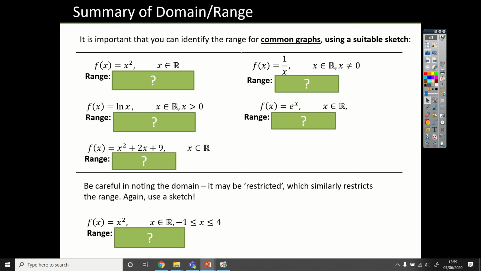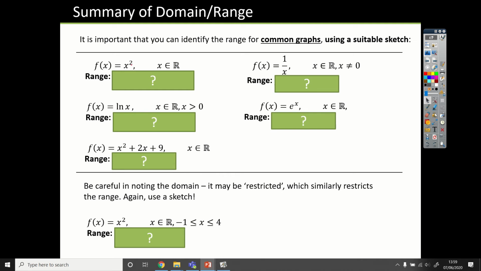In this video, we're going to be looking at composite functions, and we're going to look at the notation that we use and look at some familiar examples. Before we do that, though, I want to look at this slide on the summary of the domain and range work that we've done. So for very common functions, it's important that you know the usual domain and the range of these functions as well.